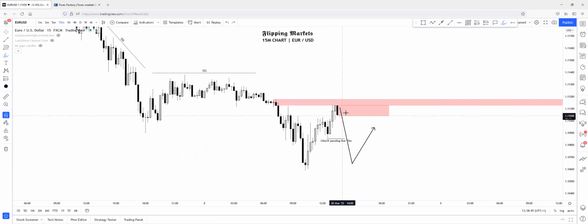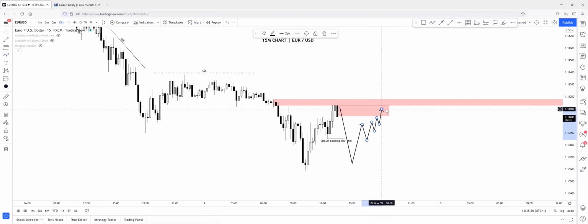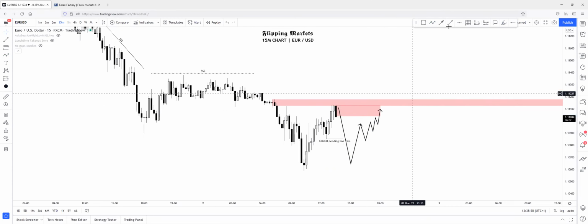Reacts on this supply zone, creates a change of character on the 15-minute chart, and taps into this supply zone, character changing 15-minute supply zone. And this will be the 1-minute structure. Price taps into this 15-minute supply zone. And after the tap of this 15-minute supply zone, price changes character on the 1-minute chart.